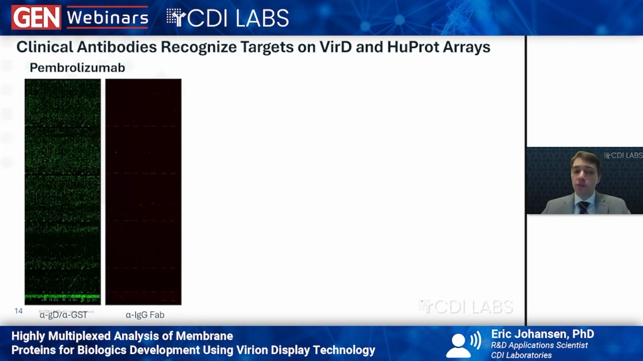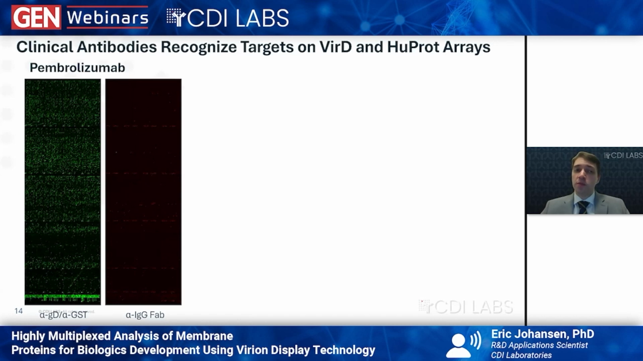For printing control, we can do an anti-GST and an anti-gD combination treatment. All of the proteins that are produced from yeast for the HuProt, and again, this has over 21,000 proteins, will have an N-terminal GST fusion. The virions have other glycoproteins that we can tag with antibodies, namely a common one is glycoprotein D. When we do this, we can see every single spot on the array light up, showing that there is in fact protein or virion printed.